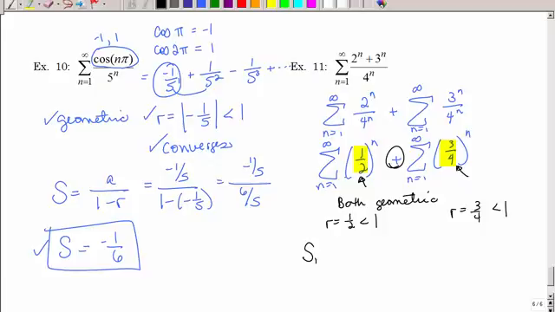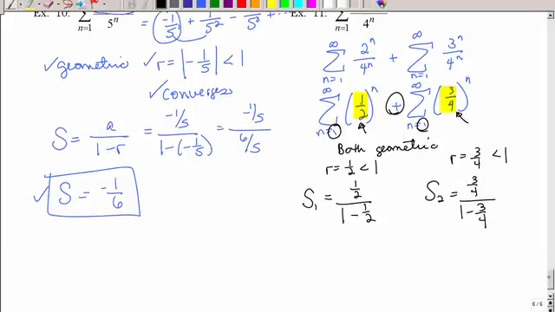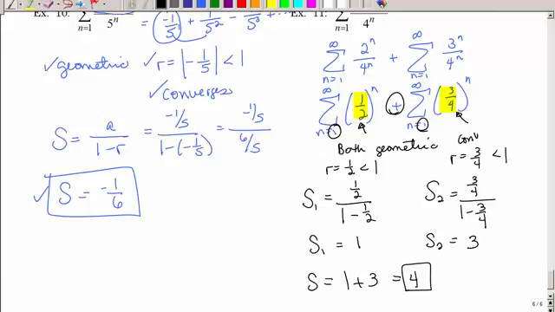Okay, so if this is the first one here, what's a? If I plug in 1, a is 1/2, r is 1/2. And for the second one, if I plug in 1, I get 3/4, and I know r is 3/4. So doing the arithmetic here, this is equal to 1, and this is equal to 3. So my total sum is 4. So these converge because it's geometric, because my r values are both less than 1.